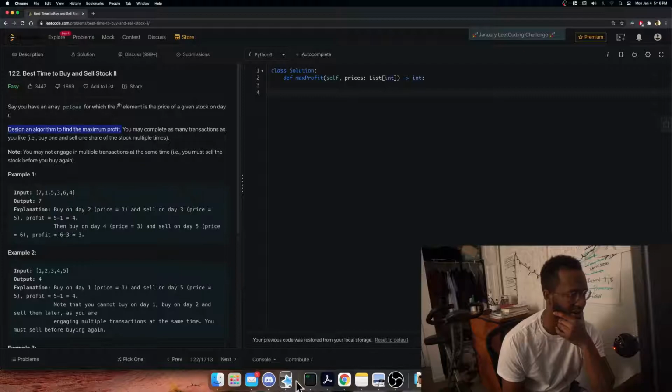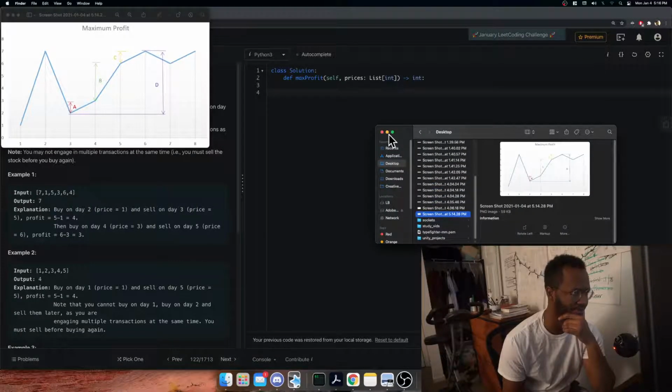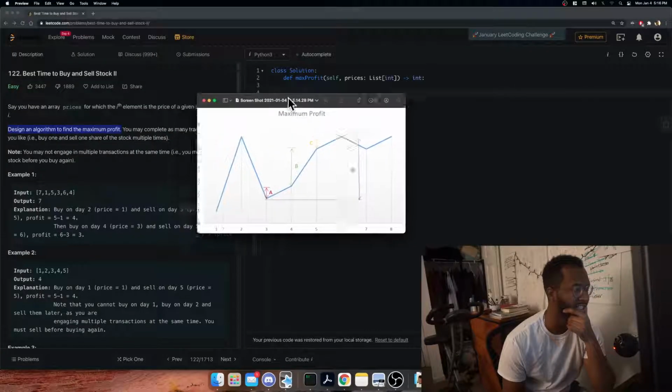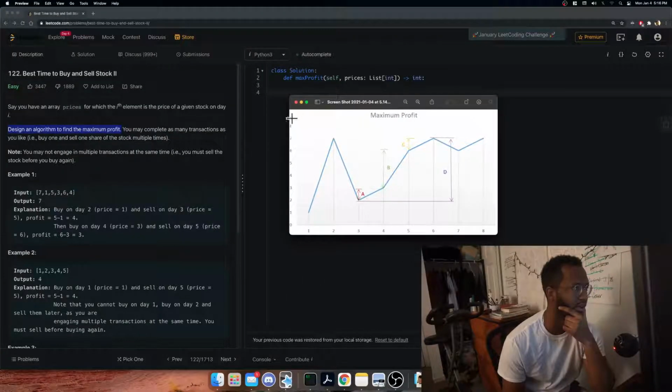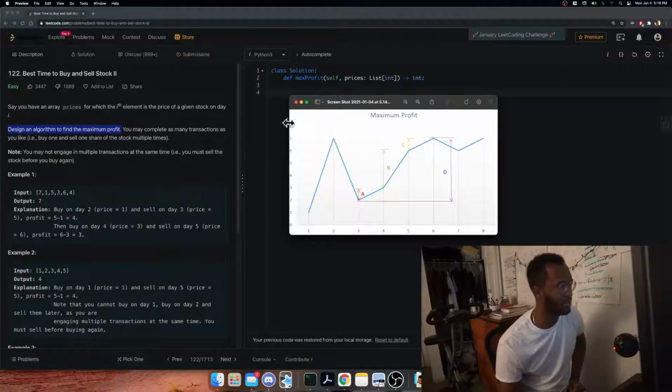So a quick way to actually solve the problem is if we open up this right here. So this is a graph of this data right here. This approach is called the peak valley approach. So if you take a close look, this data here is this data here. It's a little bit different, but same idea here.